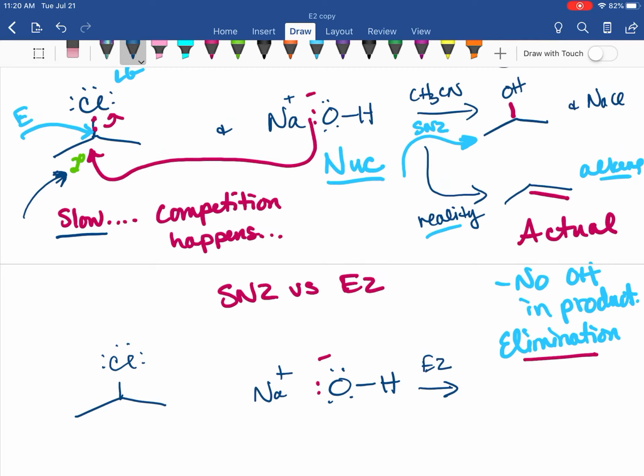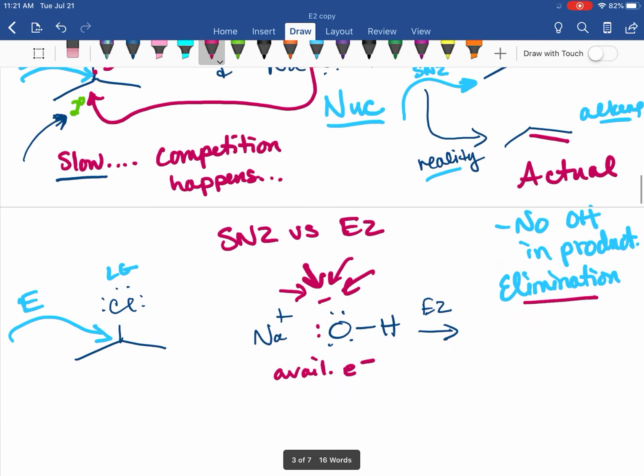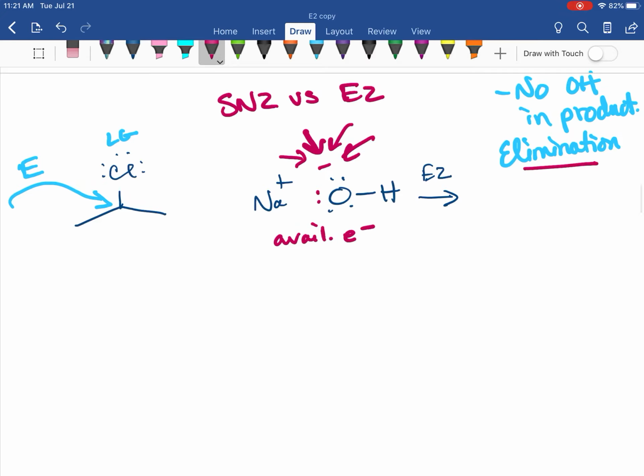And then we're going to look at that competition. Okay, so in order for this reaction to happen, what turns out for an E2 is that we're going to start with exactly the same vocab. Where do we have available electrons? We have them right here with this sodium hydroxide. Look at that negative sign. You have available electrons right here. Here is our leaving group. That means this carbon is the electrophile. So our collision now is what's different.